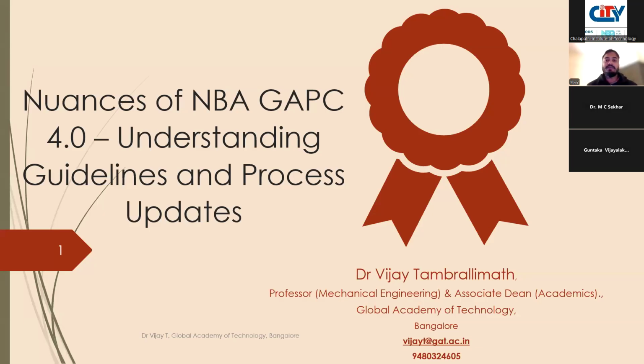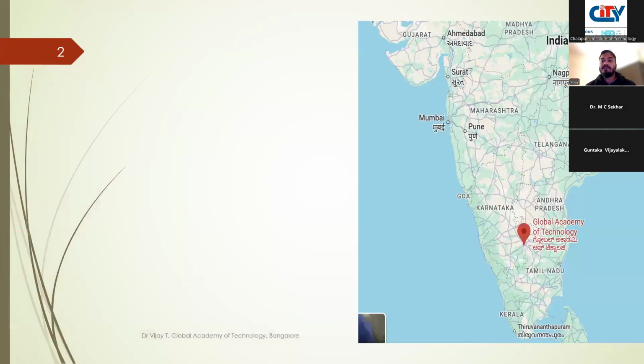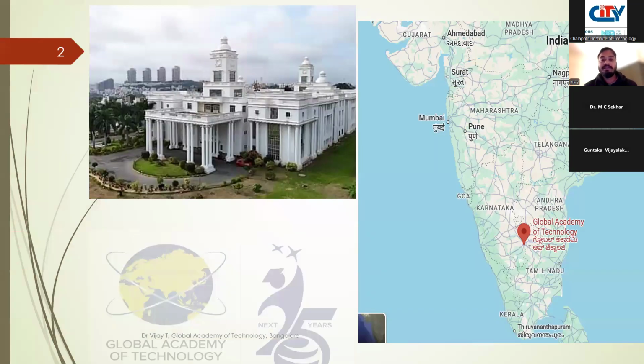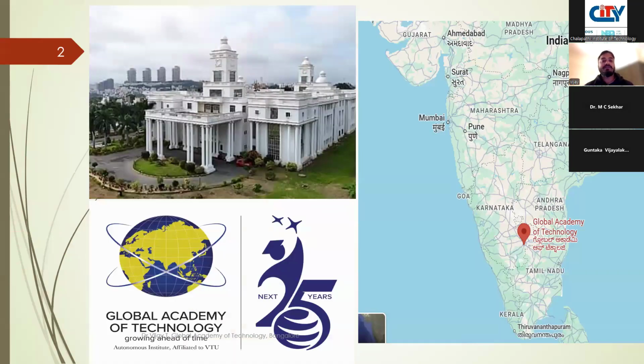To start with, I come from Global Academy of Technology, south of India in Bangalore. This is the institute which we are. This year we are celebrating 25 years of our existence in Karnataka, and we are an autonomous institute under Visvesvaraya Technological University, Belgaum in Karnataka.